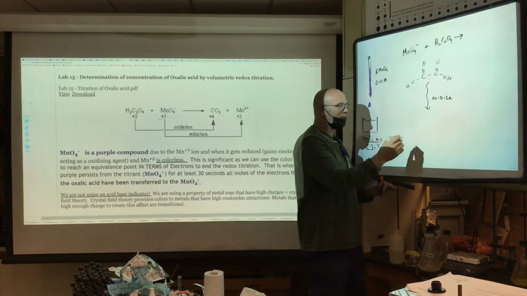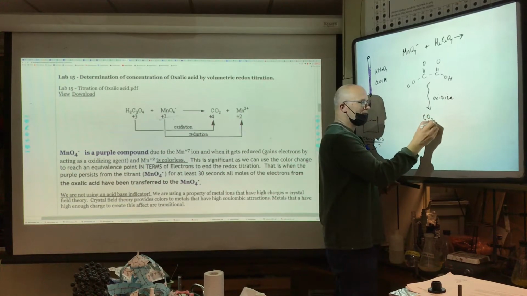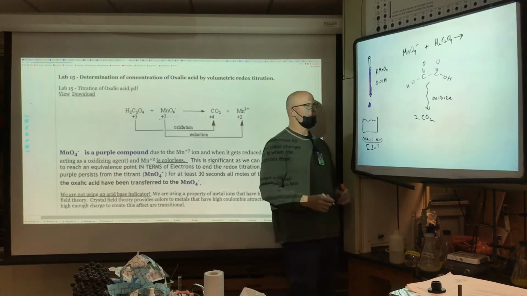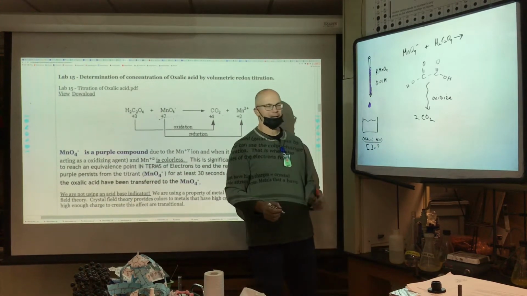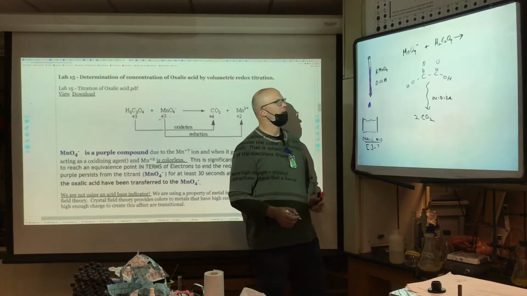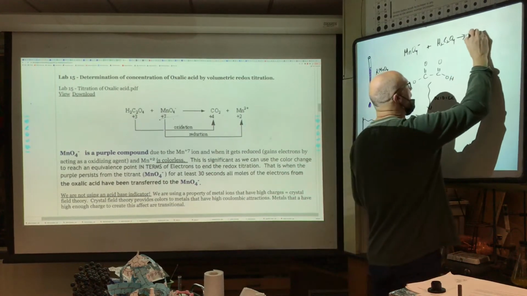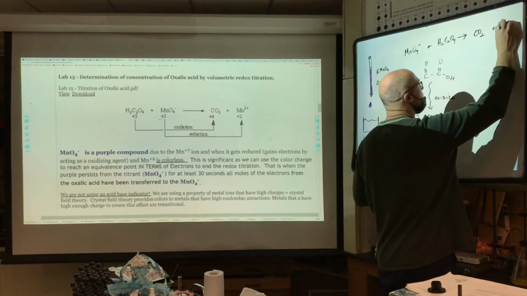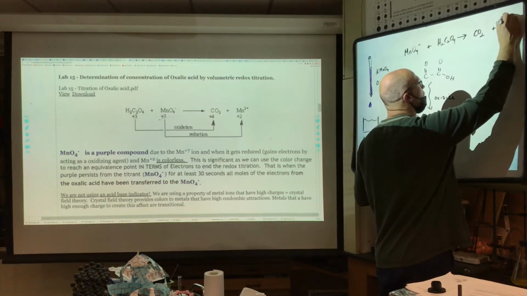And we're going to make, of course, CO2. We're going to force it to become carbon's most oxidized form, which is CO2. All right, so we'll make CO2, and we're also going to make Mn 2 plus.